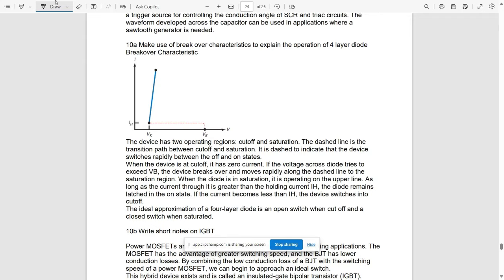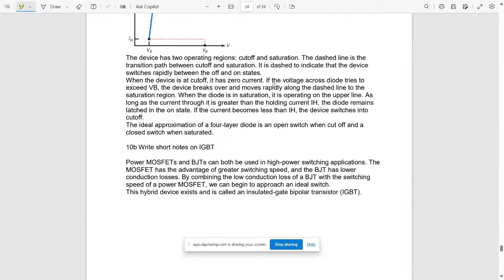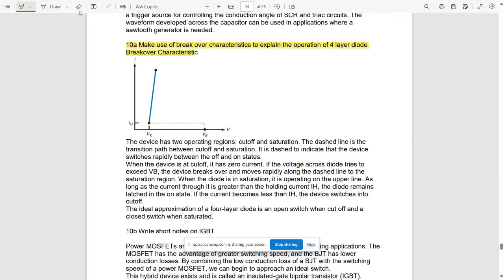Okay, so now we'll get to the next question, that is 10a. Make use of a breakover characteristic to explain the operation of a four layer diode. Okay, so yeah, this is the graph that you need to know. So this question is not so important. I guess this is not there in the syllabus as well. Yes, if you want, you can refer to this by pausing the video.